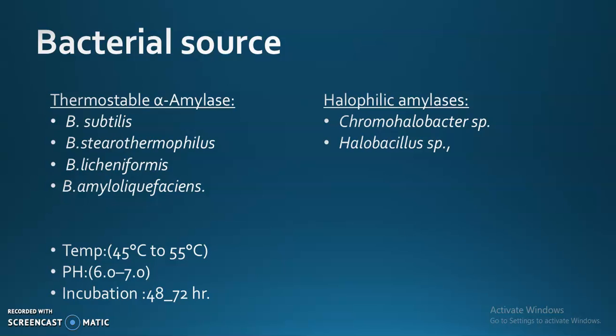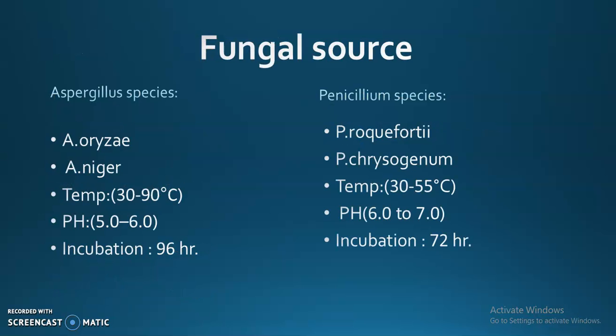Different sources. The bacterial sources of thermostable alpha amylases are Bacillus subtilis, Bacillus stearothermophilus, Bacillus licheniformis, and Bacillus amyloliquefaciens. Similarly, halophilic amylases can be obtained from Chromohalobacter species, Halobacillus species, etc. The temperature for the production is 45 degrees Celsius to 55 degrees Celsius, pH is 6 to 7, incubation period is 48 to 72 hours.